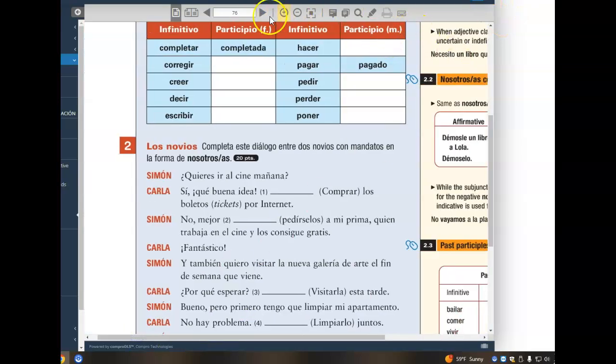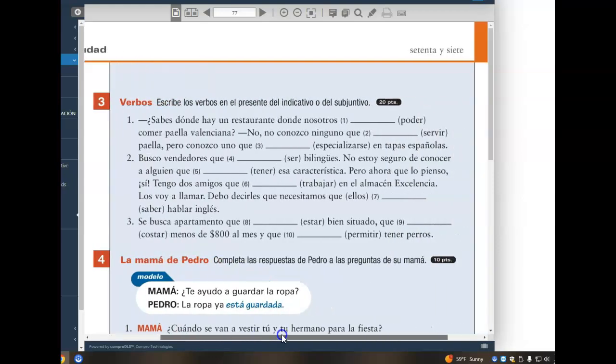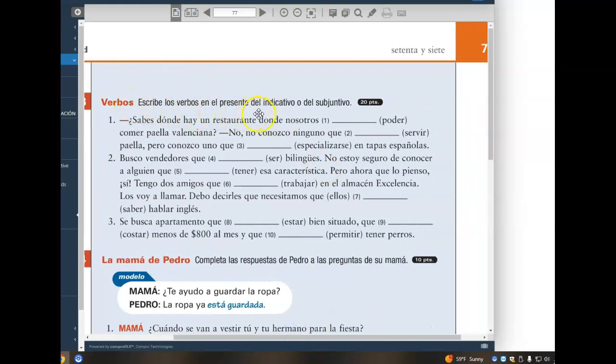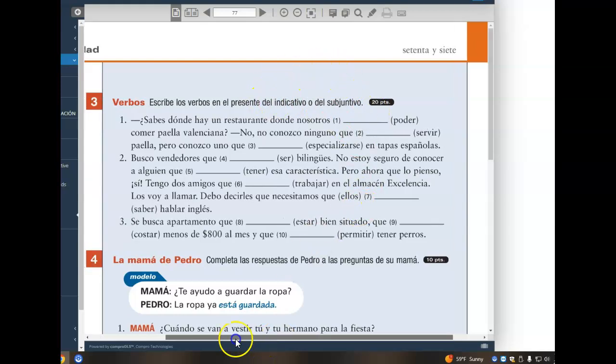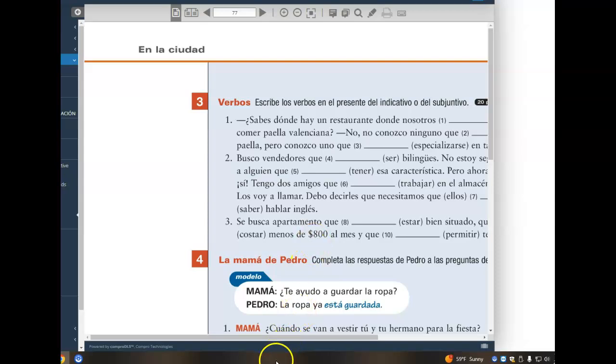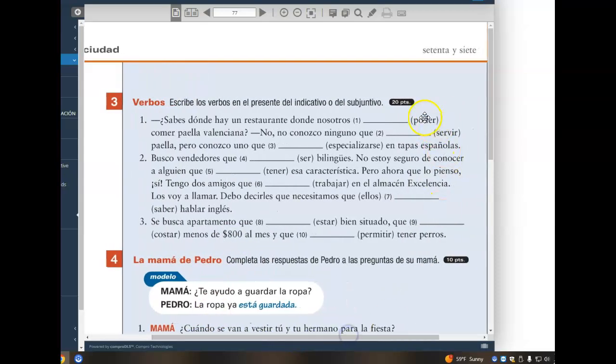All right, what was that? Part 2, yeah? Part 3 on the next page, 77. Escribe los verbos en el presente indicativo o el subjuntivo. So indicative or subjunctive, depending upon the level of certainty or uncertainty as to the existence of the antecedent that's being described. Pay close attention to the types of articles that are used in front of the antecedent. Usually, una is going to be associated with the subjunctive, and el or la is going to be associated with the present indicative.